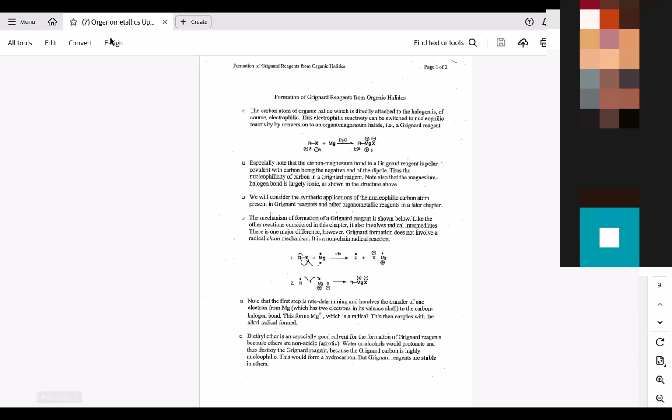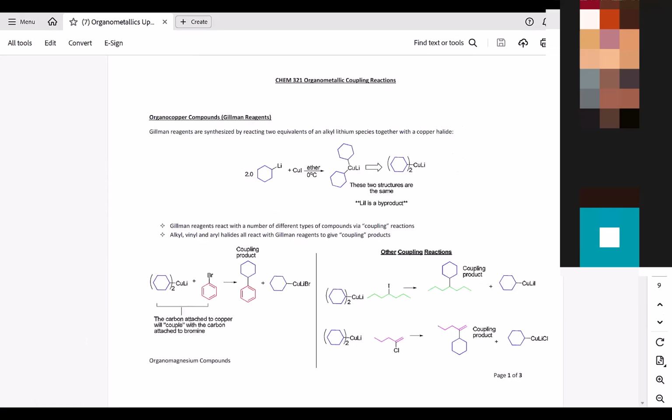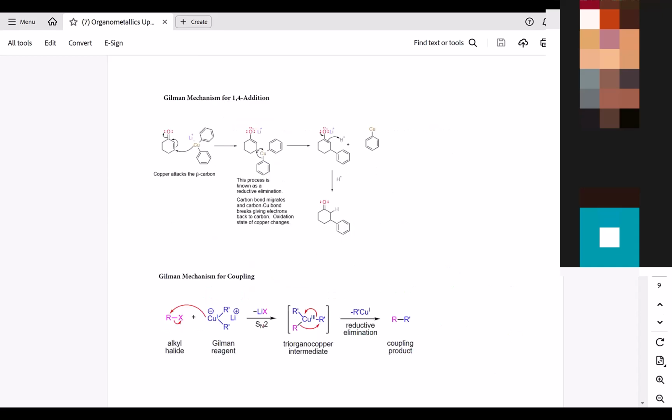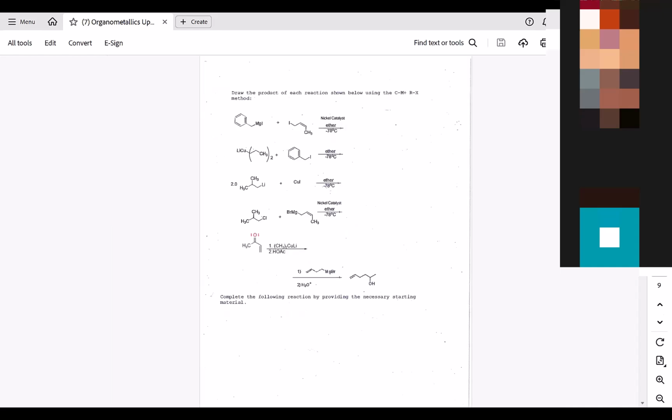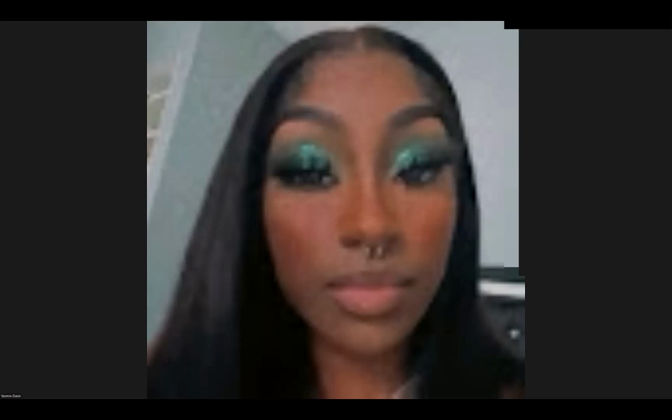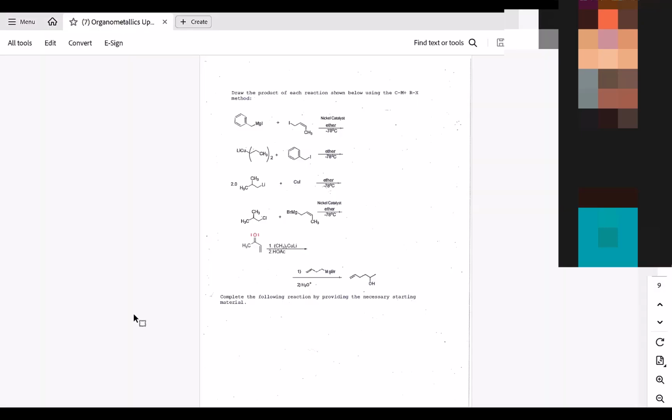Let's see. We already talked about that Grignard mechanism. So is it the Grignard? Is it the cuprate? Is it the different reactions? What area do we need to touch on? I feel like it's the cuprate, and maybe just going over the mechanism itself. Right, the Gilman reagent. Yes.